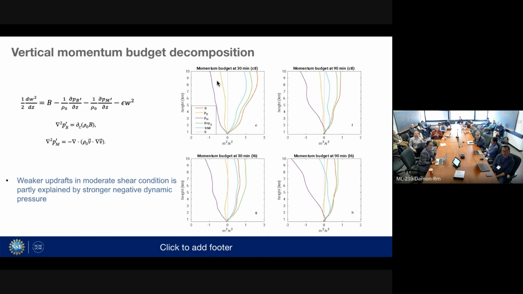This purple curve is the dynamic perturbation pressure. We can see the biggest difference in dynamic perturbation pressure specifically at 90 minutes between control and L6, because in the L6 case, this dynamic perturbation pressure becomes much more negative compared to the control run. This shows that once we run this simulation, the dynamic perturbation pressure becomes more negative once the convective system is subject to the vertical wind shear, and that is going to decelerate this cloudy updraft.